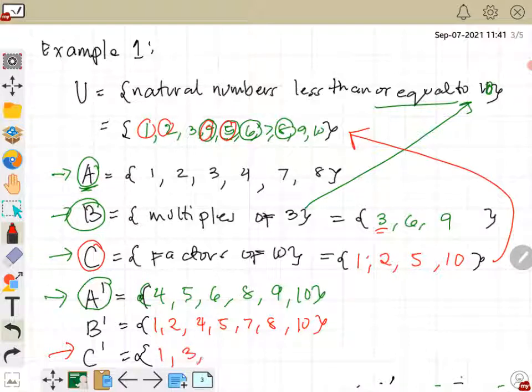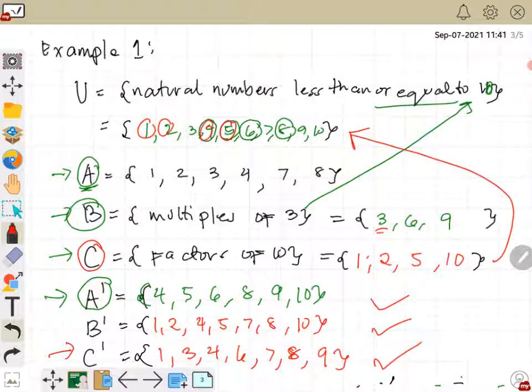3, 4, 6, 7, 8, and 9. So that's how we simply find the complement of a set.